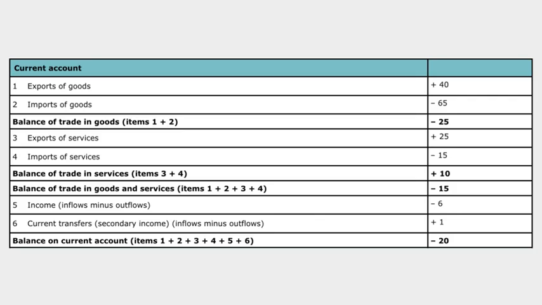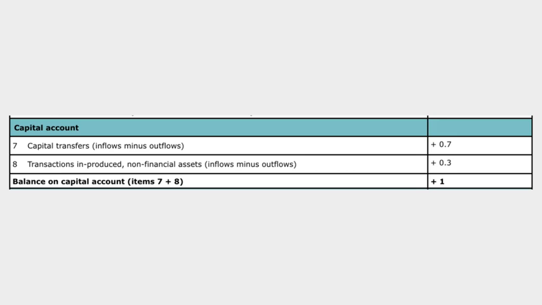So the capital account has two items, as you can see. There's capital transfers and transactions in produced non-financial assets. Now, capital transfers account for inflows and outflows of things like debt forgiveness, non-life insurance claims, and investment grants. The next row is transactions in produced non-financial assets, but it's actually supposed to say transactions in non-produced non-financial assets.